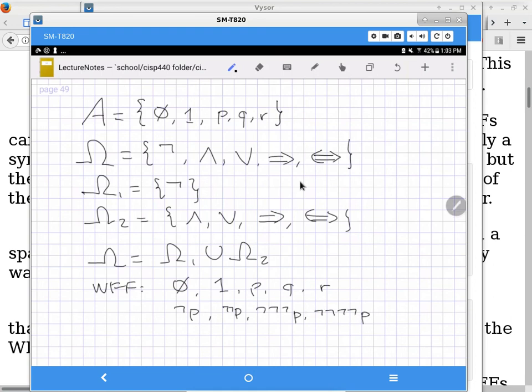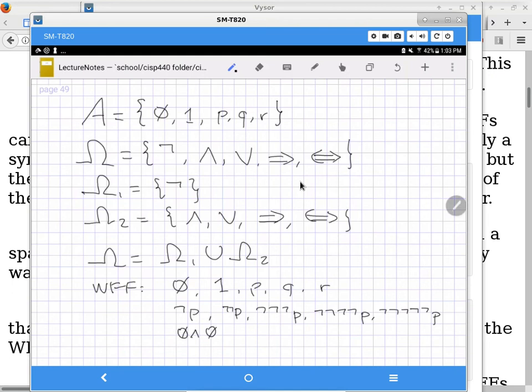So all of that is well-formed. Yeah, all of these are well-formed. Are they useful? Not particularly. But nobody says the well-formed formulae have to be useful. All of these are well-formed formulae. What else? What other useless things can we do?